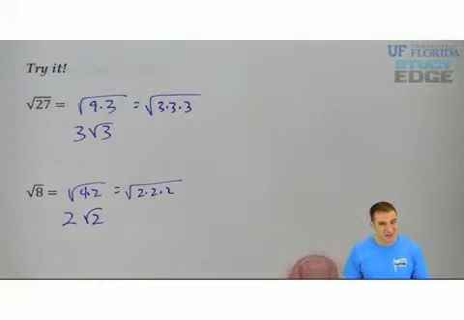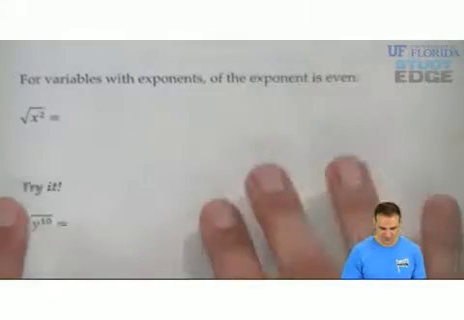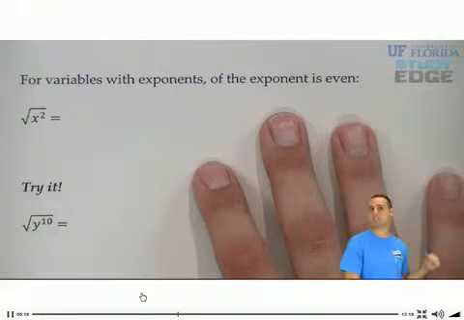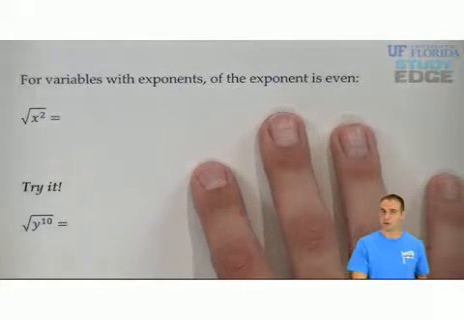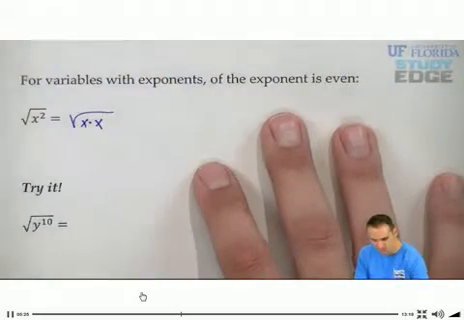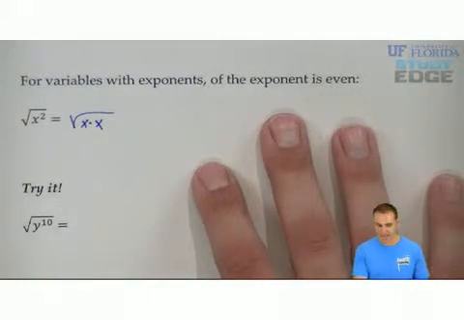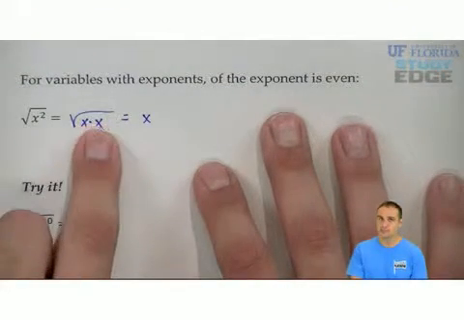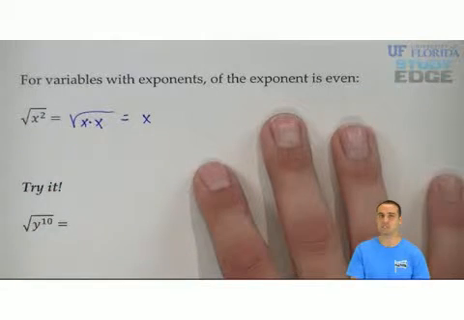But then we have the variables. For variables, we want to talk about when it's even and when it's odd. When it's even, remember, what does x squared mean? X squared means x times x. So automatically, I have 1 pair, and that'll give you just an x on the outside. At the same time, though, just ask yourself, how many pairs do you have?